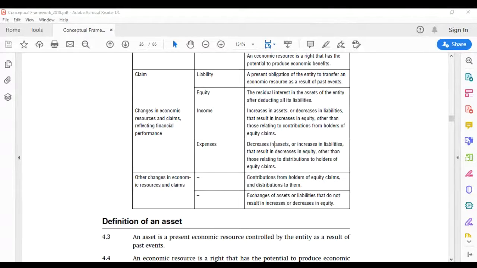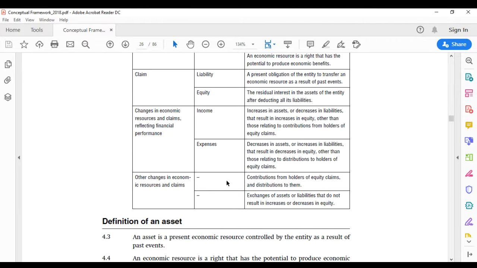So again, that purchase does qualify as an expense because it either decreases the assets or it increases the liabilities, and we know that will then result in a decrease in equity, but that decrease is not due to a distribution made to our shareholders, the holders of equity claims, right?